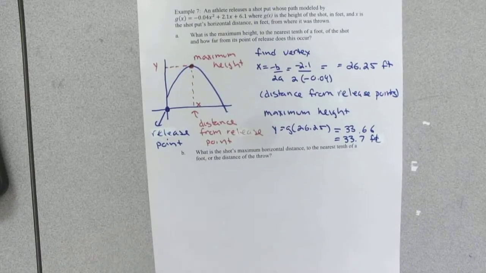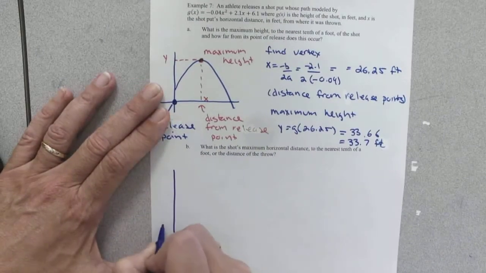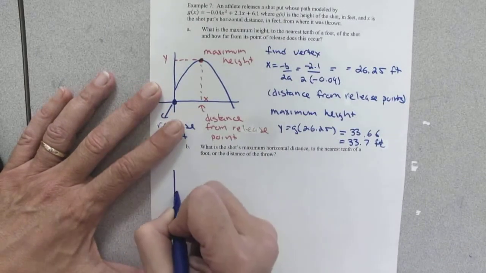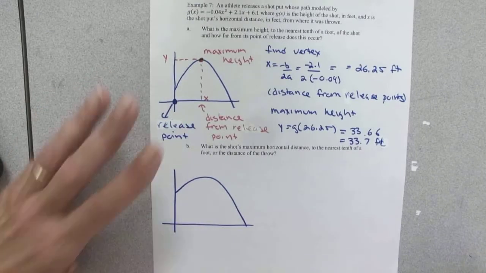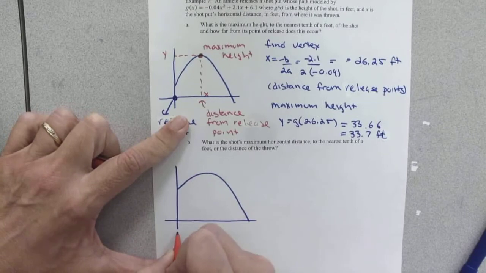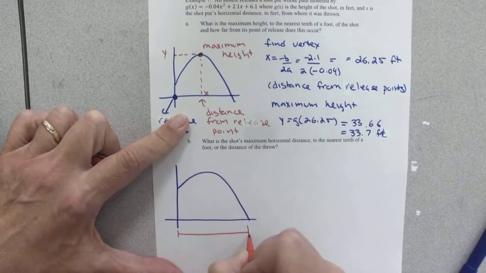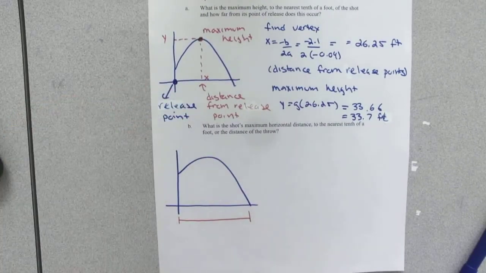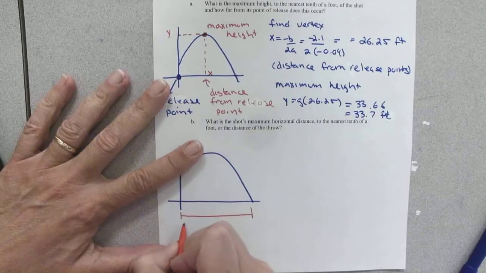Okay, let's finish this problem up. What if the shot put's maximum horizontal distance, to the nearest tenth of a foot, or the distance of the throw? So again, here's my basic little graph, something like this. And this time they're asking for this point over here, this distance from here to here, that's the horizontal distance.